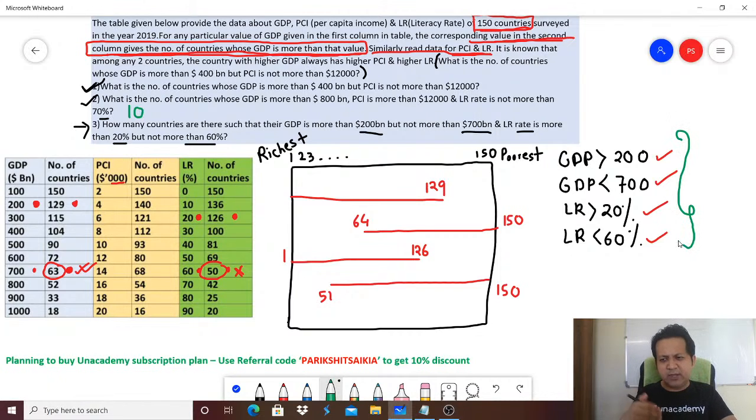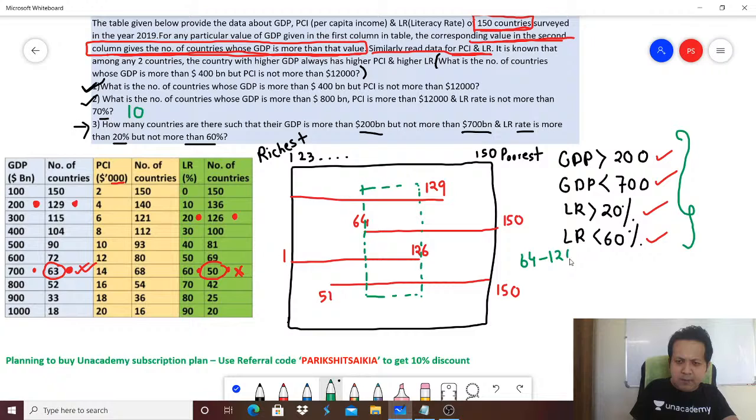Now they are saying, give me a count of all the countries which satisfy all the 4 conditions. So it's very easy. You are looking at that part of the figure which is common to all the 4 lines. Where is that part? This is the part. Can you see this? So what will be your answer? Your answer is 64 to 126. How many countries? A total of 63 countries. So the answer for the third one is 63.